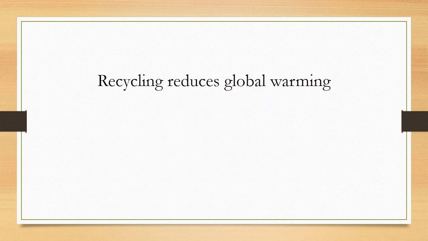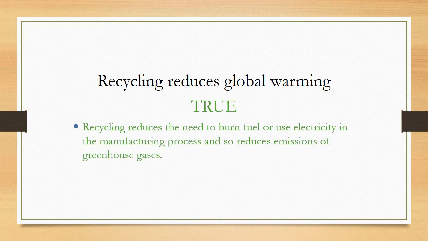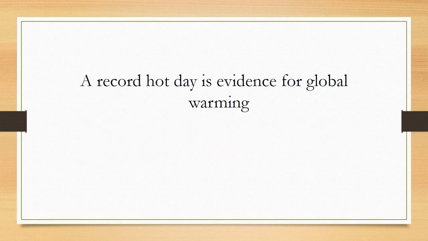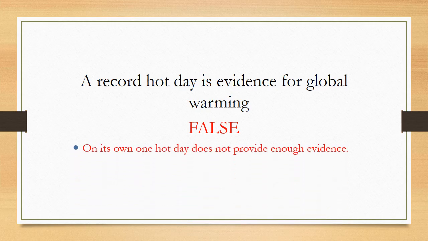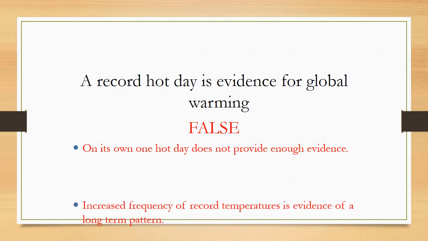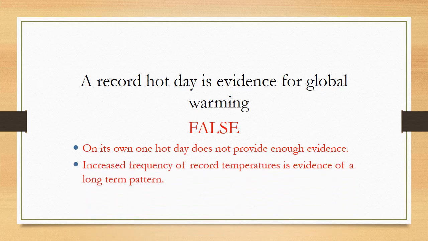So recycling reduces global warming. Is that true or is that false? That is true, because recycling reduces the need to burn fuel or use electricity, so it reduces the amount of carbon dioxide or greenhouse gas emissions like methane. A record hot day is evidence of global warming. That is false. On its own, one hot day does not provide enough evidence. There's an increased number of record temperatures, and this is evidence of a long-term pattern.